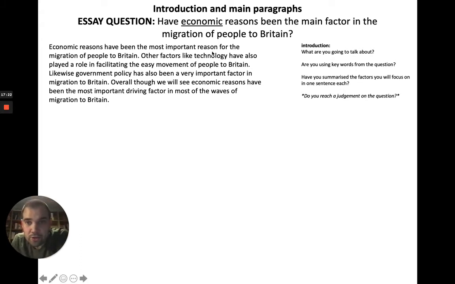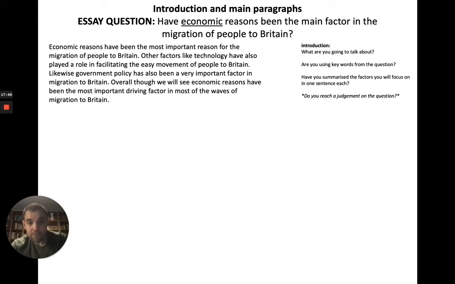Other factors like technology have also played a role in facilitating the easy movement of people to Britain. Likewise, government policy has also been a very important factor in migration to Britain. So I just made it clear what my other two factors I'm going to write about are. Overall, though, we will see that economic reasons have been the most important driving factor in most of the waves of migration to Britain. Okay, so I've just made it really clear what I'm going to argue and then what the other two factors I'm going to look at are.